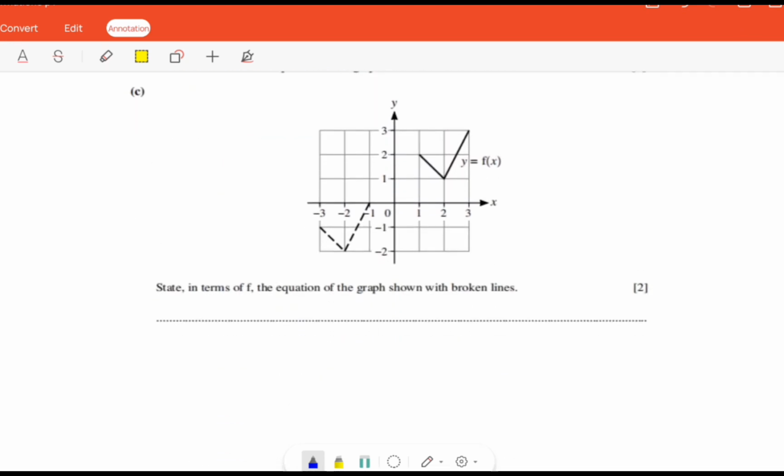The next question, the function f is defined by f of x is ax plus b, where x is an element of real numbers. And of course, a and b are constants. It is given that f of 2 is equal to 1 and f of 5 is equal to 7. Find the values of a and b.